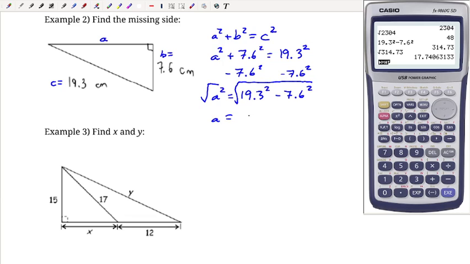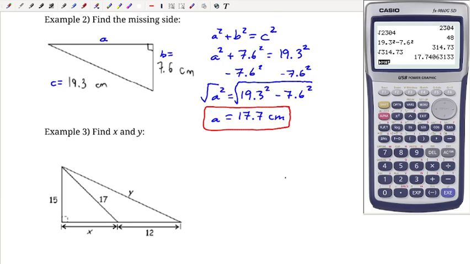17.74. I'm going to round to 3 sig figs. You can always round to 2 or 3 sig figs. So in this case, it's going to be 17.7 centimeters, which is 3 sig figs, and that would be my final answer. If you wanted 2 sig figs, it would be exactly 18, and that would also be an acceptable answer. So always round to 2 or 3 sig figs.